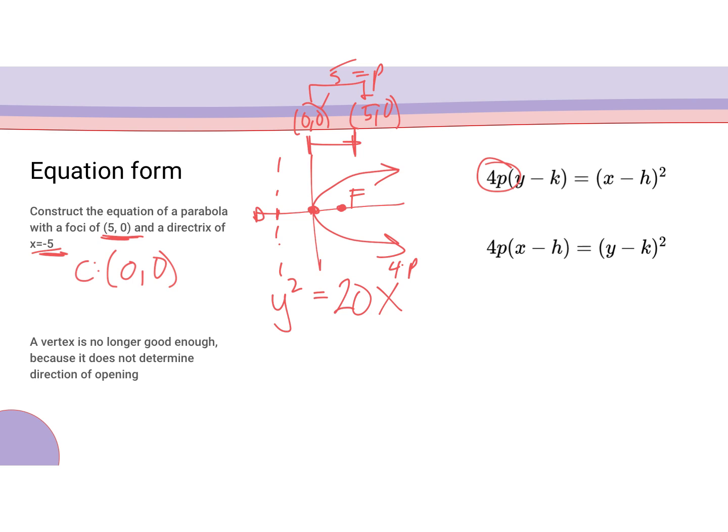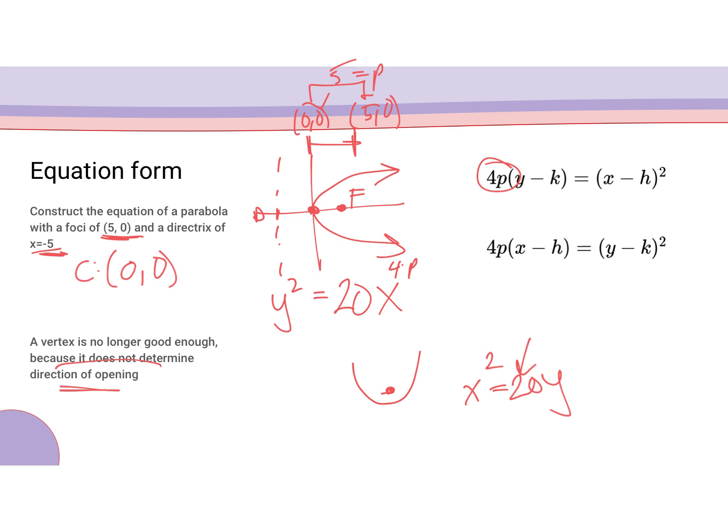So just knowing the vertex is no longer good, because you also need to consider how it opens. For example, if I knew the foci was at (5, 0), but it opened up, well, now my equation would be an x squared equals y equation, and I'd have to figure out the value that would go in front of y. So you have to consider a few different components.